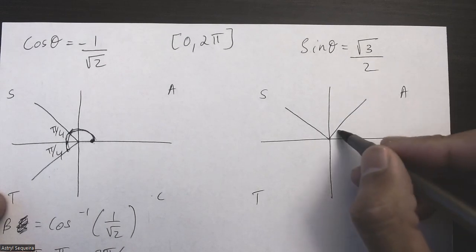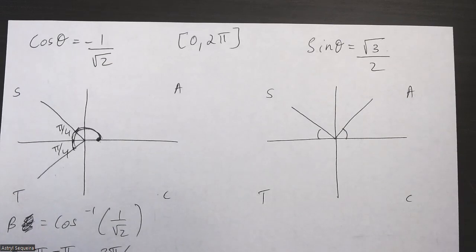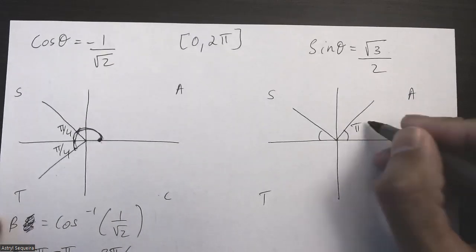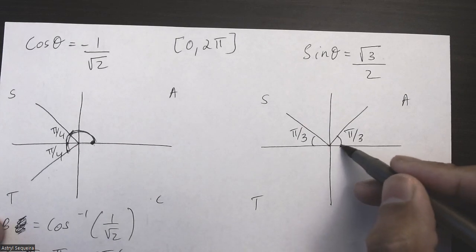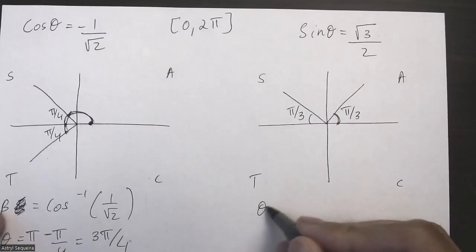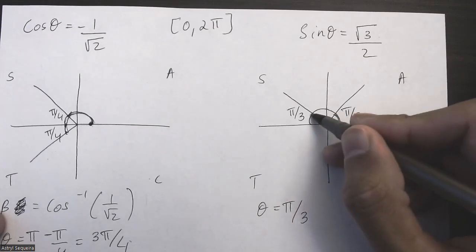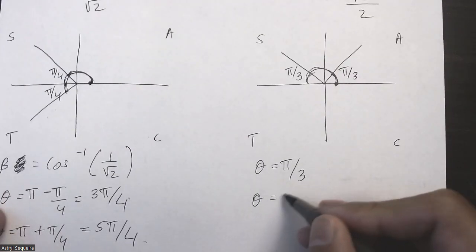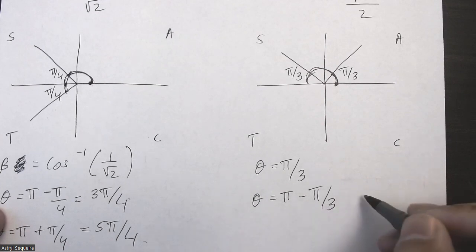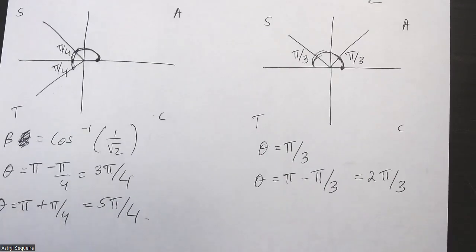To find the acute angle, I'm going to do the sine inverse of root 3 over 2 in my calculator. And I will get it as pi over 3. So my first solution is just from here till here, which is just pi over 3. It's the same as the acute angle. My second solution is from here till this line. I'm going to go all the way till pi, and I'm going to subtract pi over 3. So pi minus pi over 3, which is just 2 pi over 3. So these are my two solutions for this question over here.